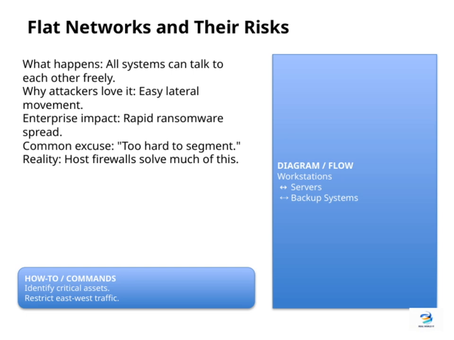Why is this important? Well, because when all systems can talk to each other openly, it creates a big vulnerability. Attackers love this kind of environment because it makes lateral movement, going from one compromised system to another, much easier. This can have a serious enterprise impact. It allows ransomware or other malware to spread rapidly across the network, causing widespread damage very quickly.